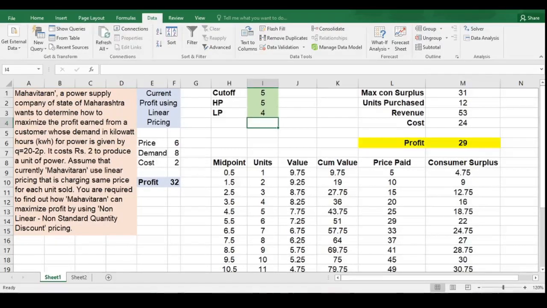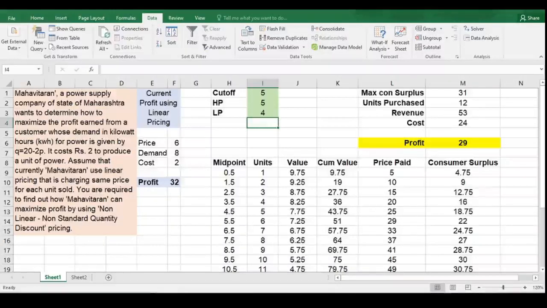In this video, we are going to learn how we can maximize profit by using non-linear, non-standard quantity discount pricing. For this, we are going to take the same example which we have taken in the previous video, when we understood how to maximize profit by using non-linear, standard quantity discount pricing. So if you have not watched that previous video, I request you to please watch it before watching this video. The link for that video is given in the description.